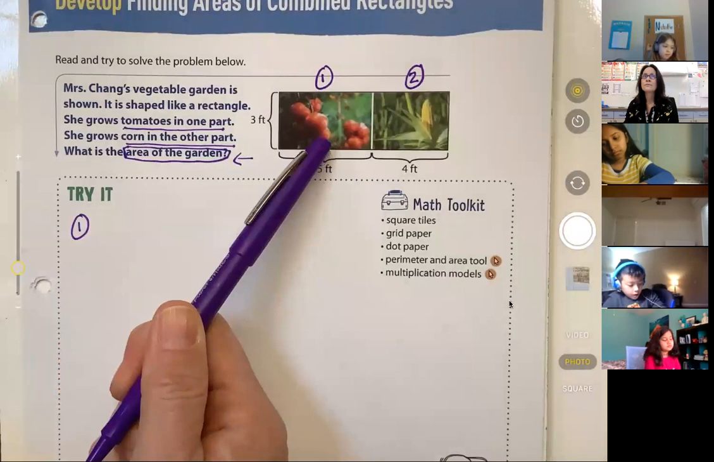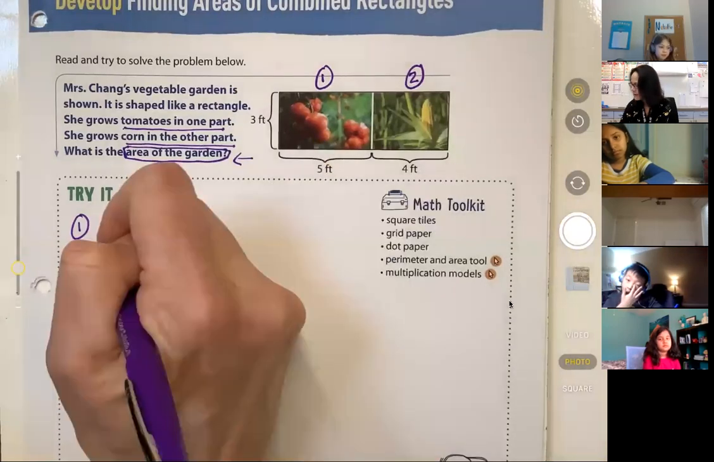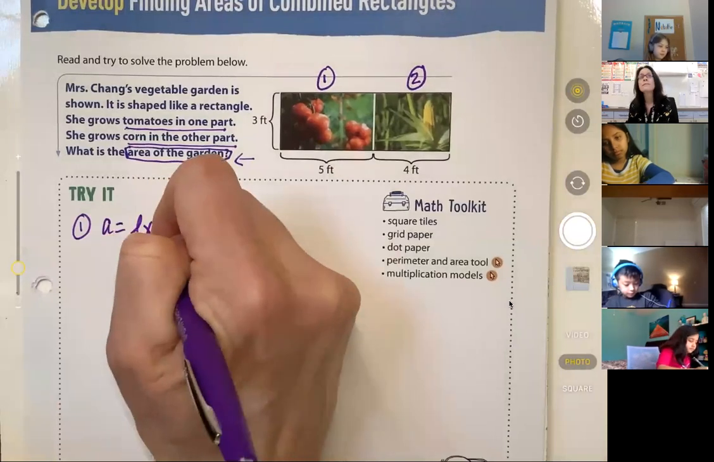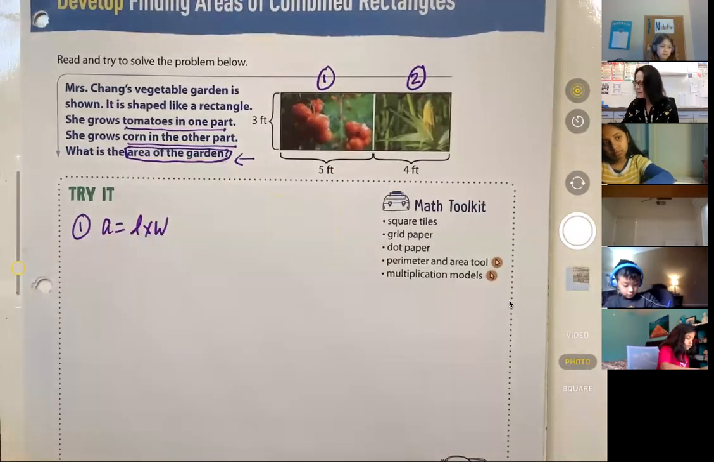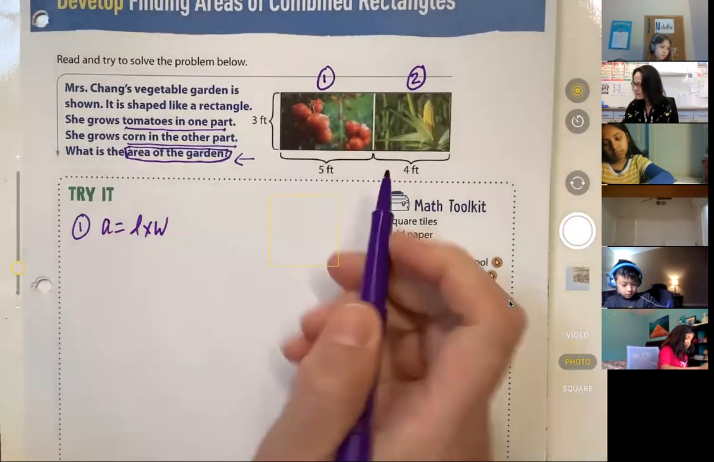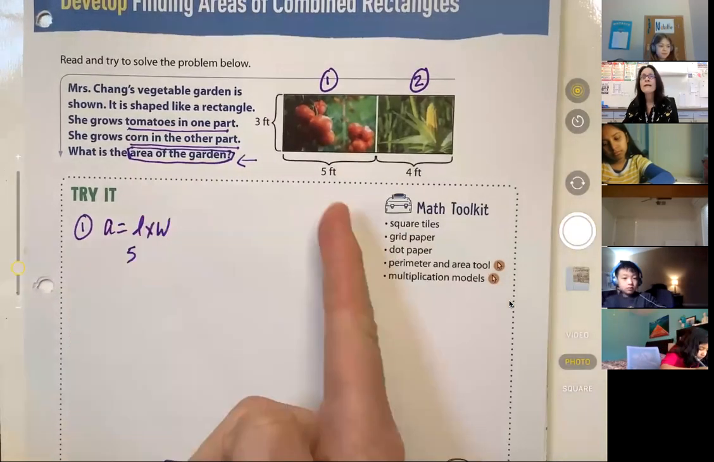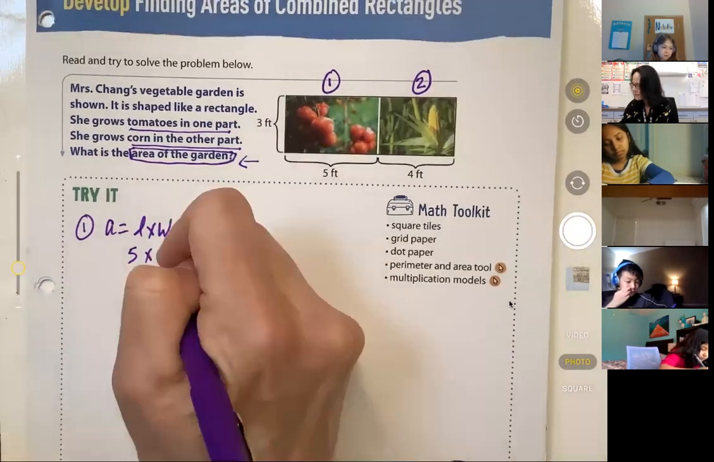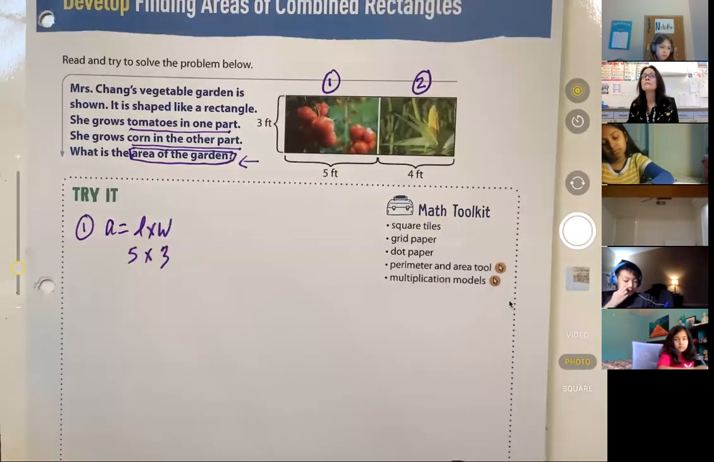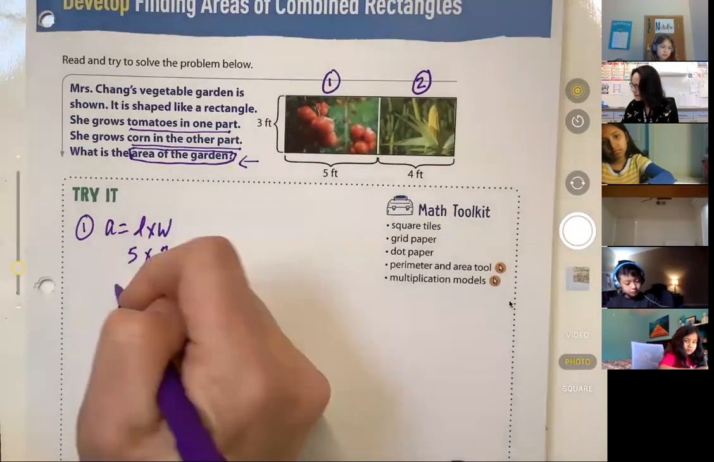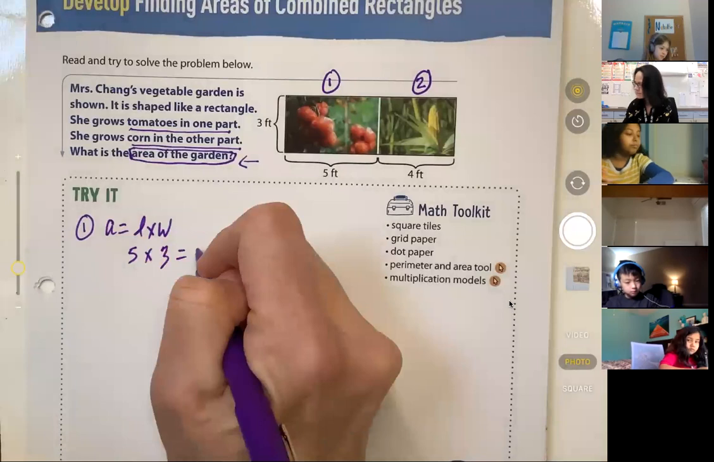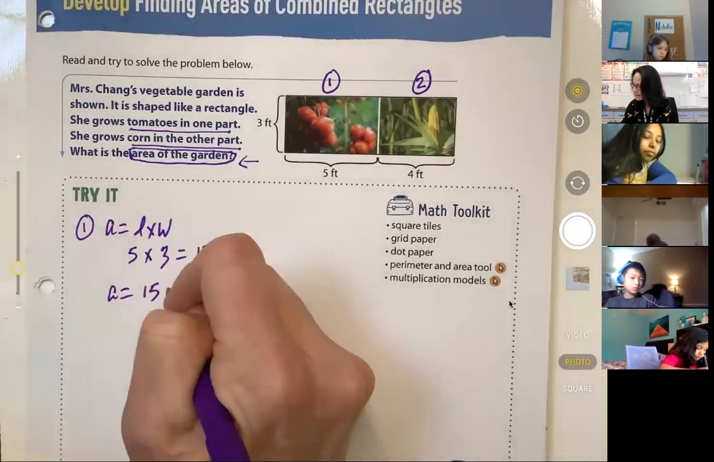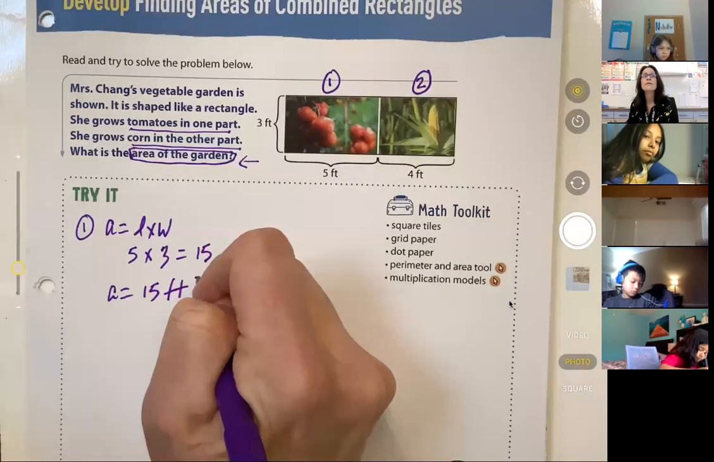So here we go. I know that area equals length times the width. I do know that my garden is 5 feet long. It is 3 feet wide. That's my tomato part. So my area is going to be 15 square feet, or 15 feet squared.